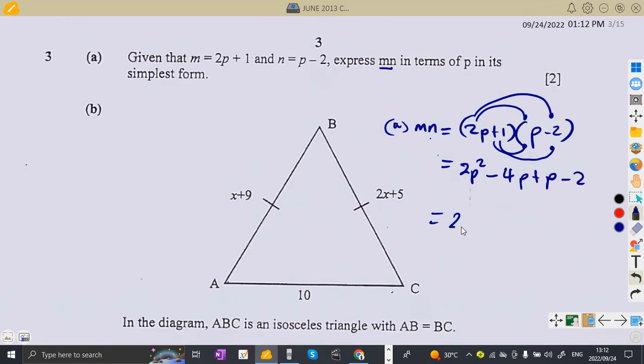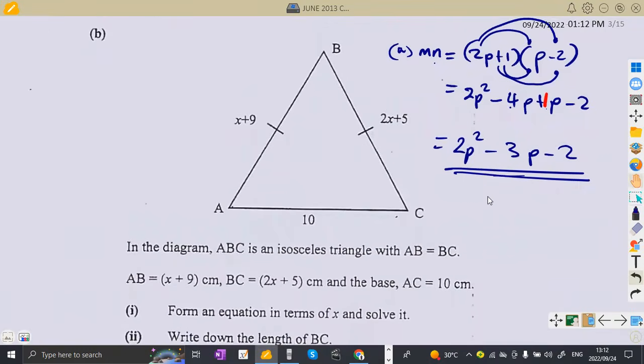So this is going to give us 2p squared. Here we've got p, which is the same as 1p, so we are now adding negative 4p plus 1p, which is negative 3p. So this is negative 3p minus 2. So this is your mn: 2p squared minus 3p minus 2. If we multiply these two terms in terms of p, that's what you're going to have at the end. All right, so I think this part was clear. Let us move on to the other part of B.